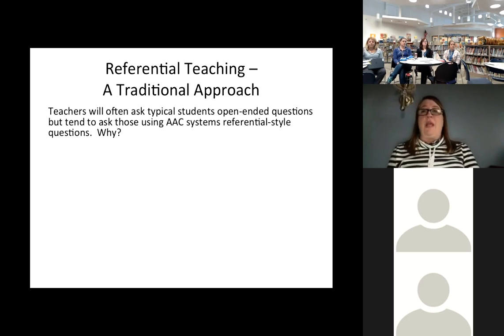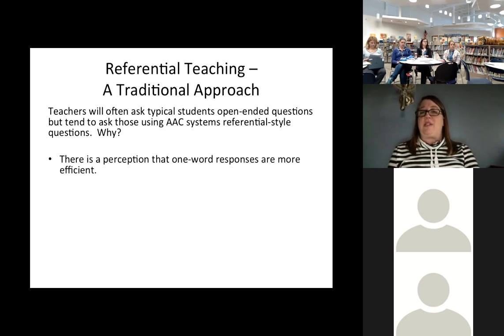And so in the classroom, you're in the gen ed environment, and you hear the dialogue that's going on between teachers and their typically developing students, or their students who are speaking. And you know that they will often ask this type of close-ended question, or this referential type question, to all of the students in the classroom, but they will also ask their typical students a more open-ended question. But they tend not to involve our AAC users using an open-ended style question. And there are a couple reasons why.